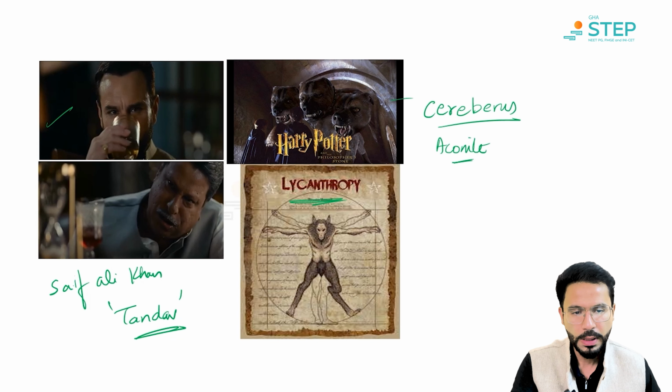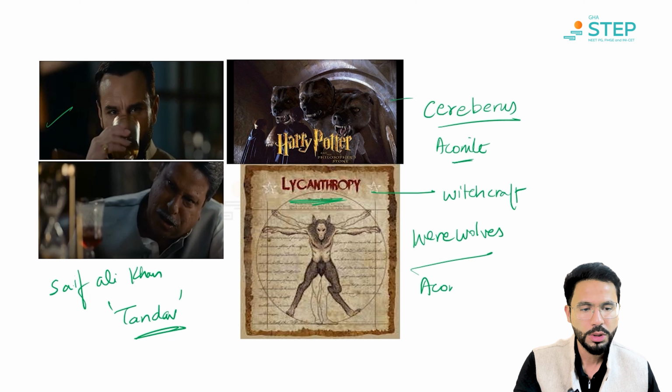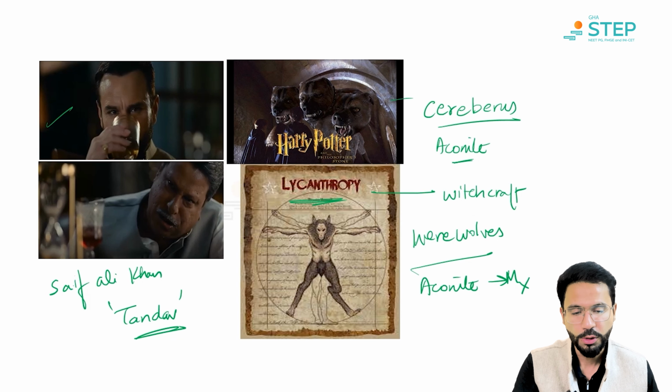What is lycanthropy? Lycanthropy is when in the old ages, in medieval ages, in witchcraft, werewolves were there. So humans turned into werewolves, and this act or this disease was known as lycanthropy, and aconite was used as a treatment here for lycanthropy. So just some important pointers, some medicolegal significances, and to remember what aconite is important for.